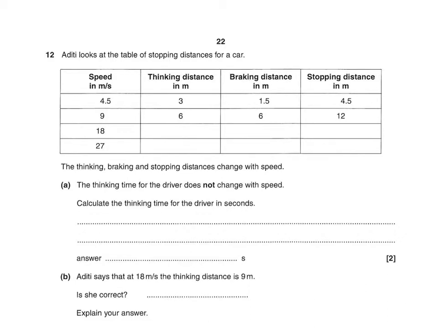Next question. Aditi looks at the table of stopping distances for a car. The thinking, braking, and stopping distances change with speed. The thinking time for the driver does not change with speed. Calculate the thinking time for the driver in seconds. So to work out the thinking time, you've got to do the distance divided by the speed. So there's going to be 6 divided by 9, and that will give you 0.66 or 0.67. Either of those two answers would be fine.